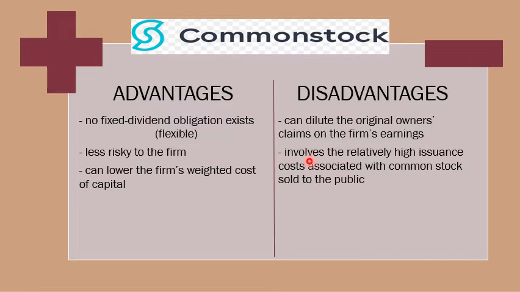The second disadvantage is that it involves relatively high issuance costs associated with common stock sold to the public. So it is costly because there are a lot of other issuance costs. In addition to the direct cost of underpricing or of issuing common stocks, you need to pay for the management time in preparing the offering, the cost of stock price declines for seasoned offerings, or the cost of other incentives provided to the investment banker.